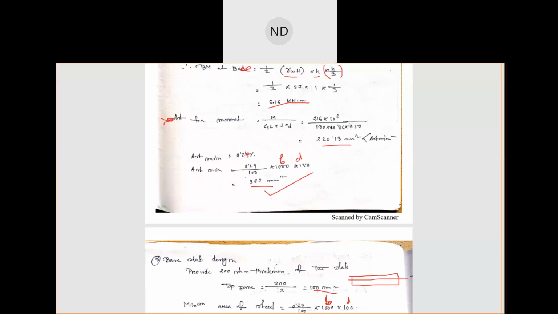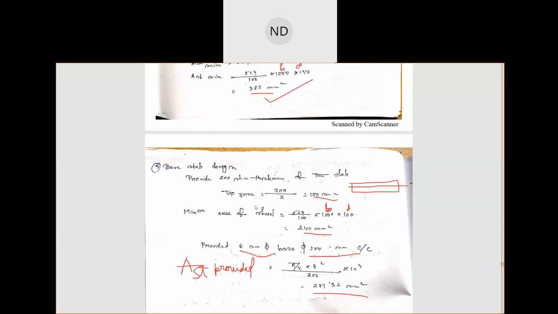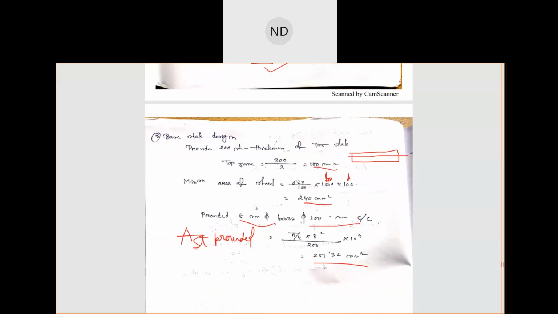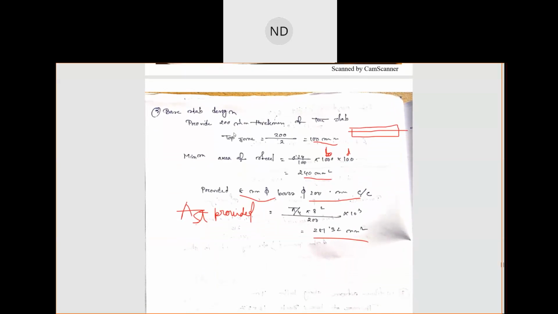So we'll consider this 360 mm square. Why? Because the area of steel for moment which we have calculated comes out to be less than the minimum requirement of steel. So we will take the minimum area of steel, which is 360 mm square. Okay, now we can go for the base slab design, where we will provide 200 mm thickness of the slab.